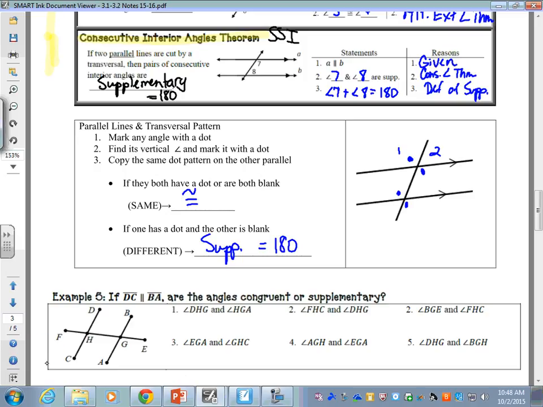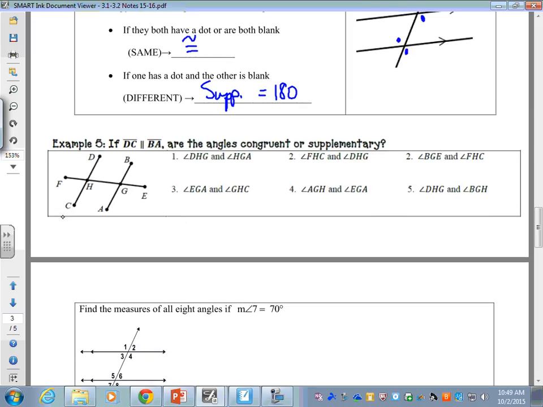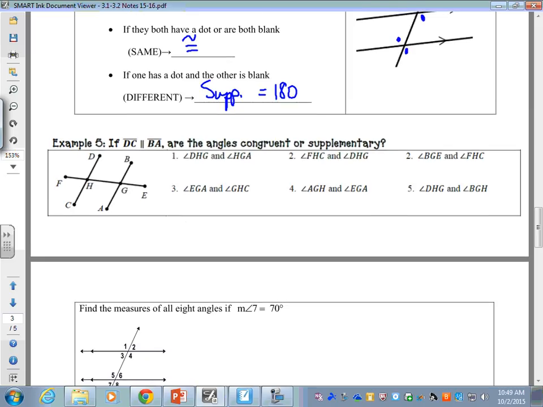Okay? So in our example, it says if segment DC is parallel to segment AB, so I'm going to go ahead and draw my arrows. If they are parallel, are the angles listed going to be congruent or supplementary? That's what they want to check to see if you can recognize. So I'm going to give you time to practice that, see if you can identify, understand that FE is a transversal, and then follow the name of the angle and determine if those two pairs of angles would be congruent or supplementary.